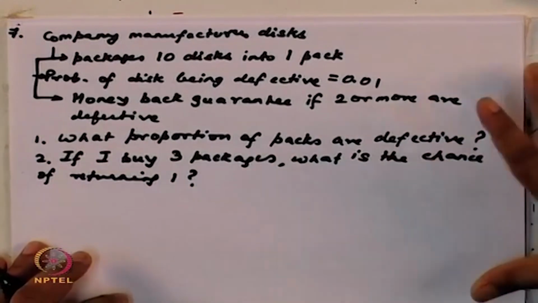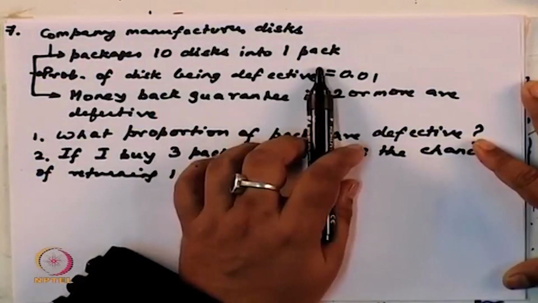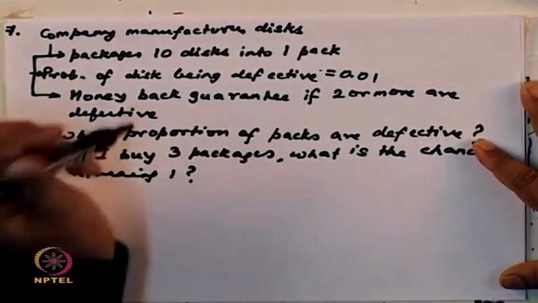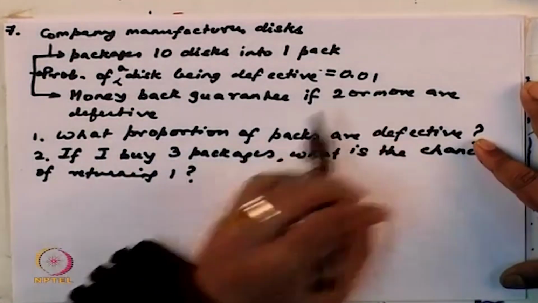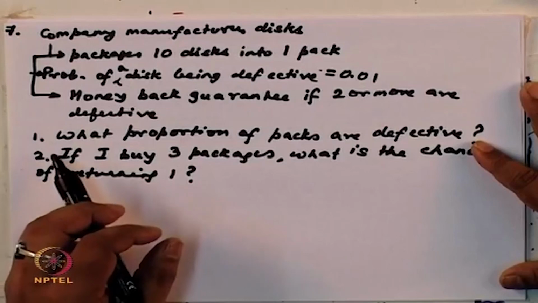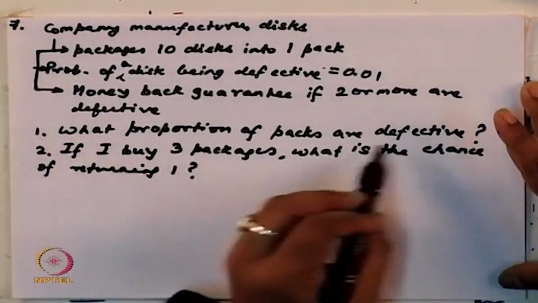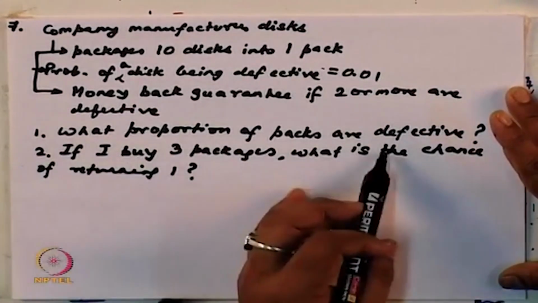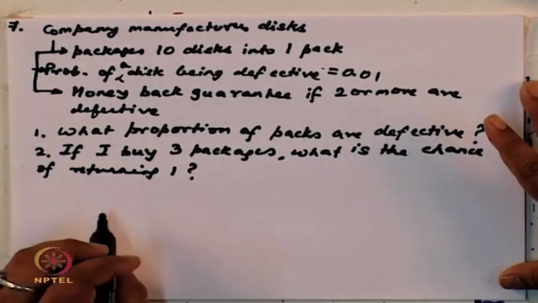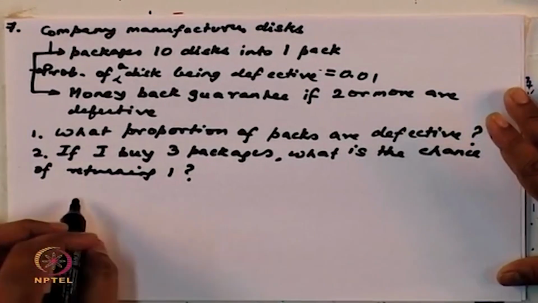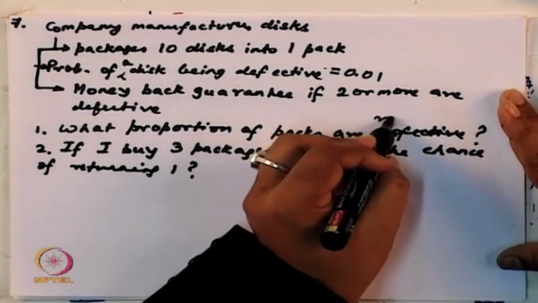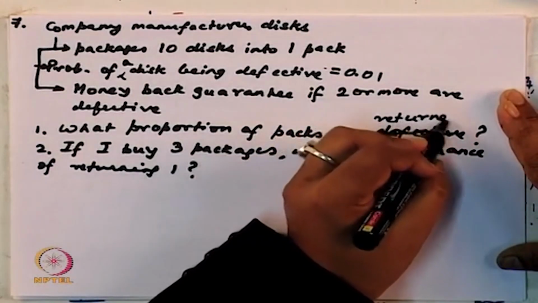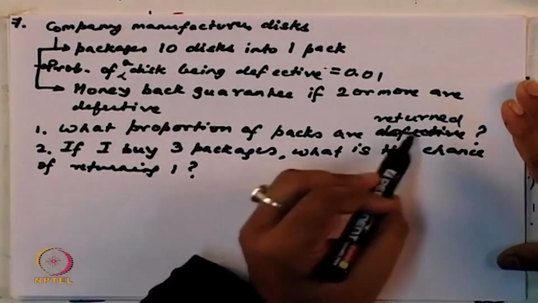So what you see, you have pack size 10 discs in a pack. The probability of a single disc being defective is 0.01. So let us try to solve the first part of the question: what proportion of packs are defective? Which means, what proportion of packs are returned? Okay, that is the question.